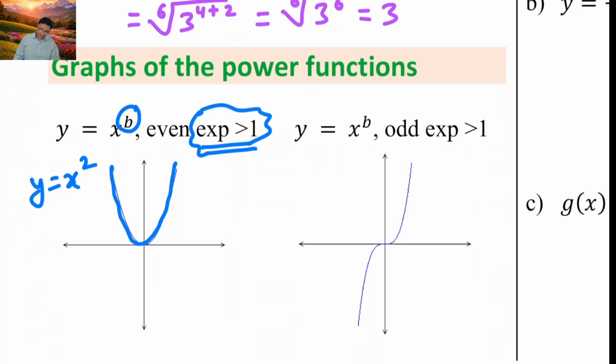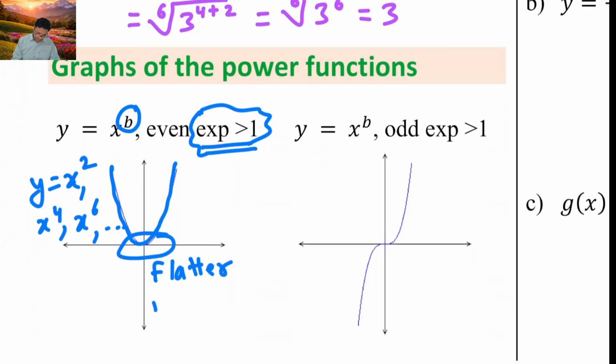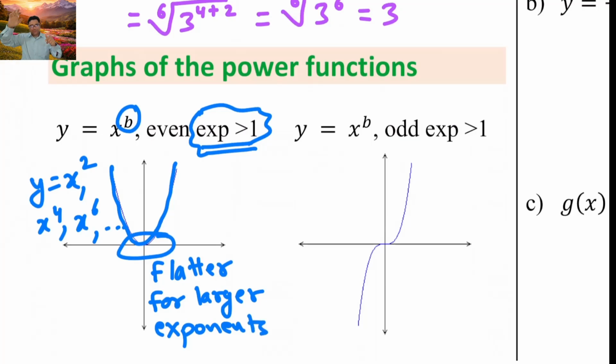And what will be the difference between x squared or x to the 4 or x to the 6? It could have been x to the 4, could have been x to the 6, and so on, right? The difference is you will get a more and more flatter base here for large exponent. I'll write that here. Flatter for larger exponents. Otherwise, they all look like that U shape.